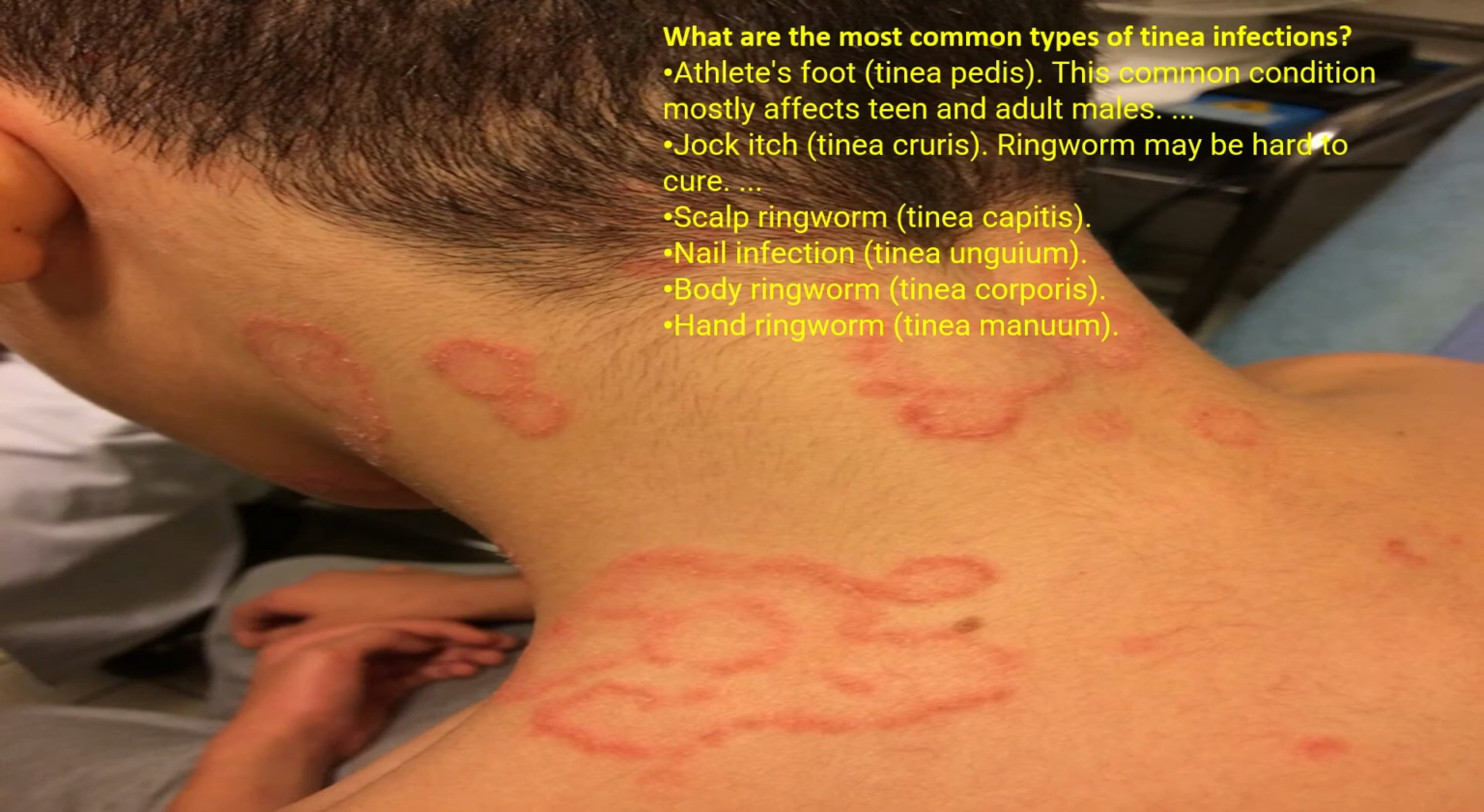Tinea is a fungal skin infection, and the red leading edge is what gives it its name, ringworm, while the inside is not infected. It is named by where it is located on the patient, like Tinea capitis if on the scalp, Tinea pedis if on the feet, and Tinea corporis if on the body.